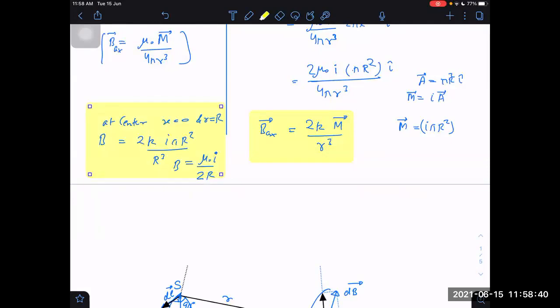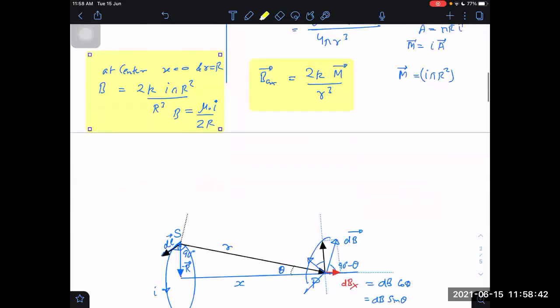This is also an important case. I don't know why I skipped it before; I should have taken it earlier. But it is derivable from this: mu naught I upon 2r. Sir, R is not there? R will be there, because it is in cube and it is square only, so one R will remain uncancelled. And k is equal to mu naught upon 4 pi. So it will become, here it is 2 pi above, mu naught I by 2r.